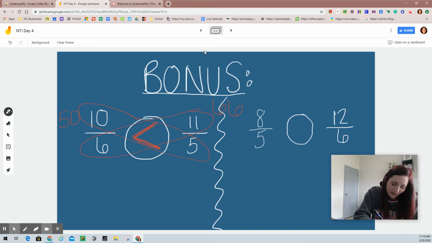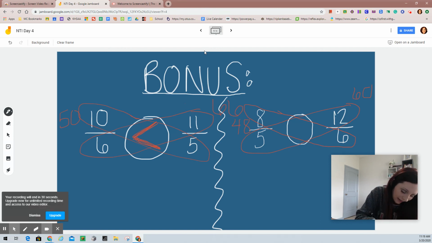All right, let's do it again. We have 8/5 compared to 12/6. Let's cross multiply them. Not a big deal that they're improper fractions. 8 times 6 is 48. 12 times 5 is 60. I know that 60 is greater than 48, so I would read this as 48 is less than 60.